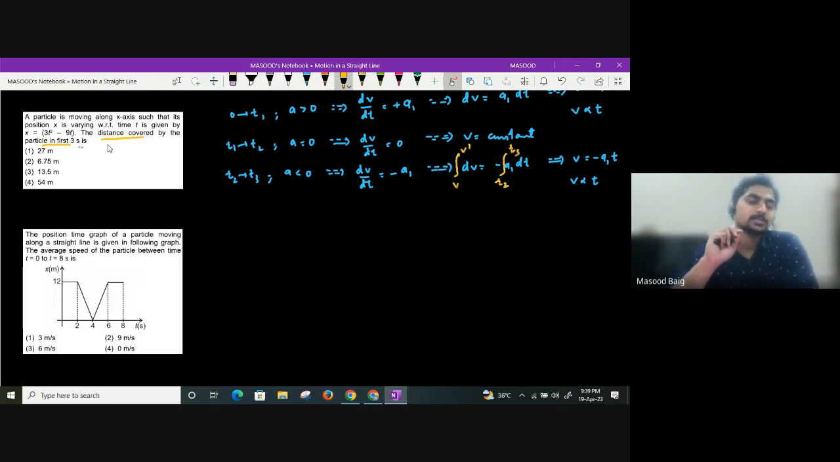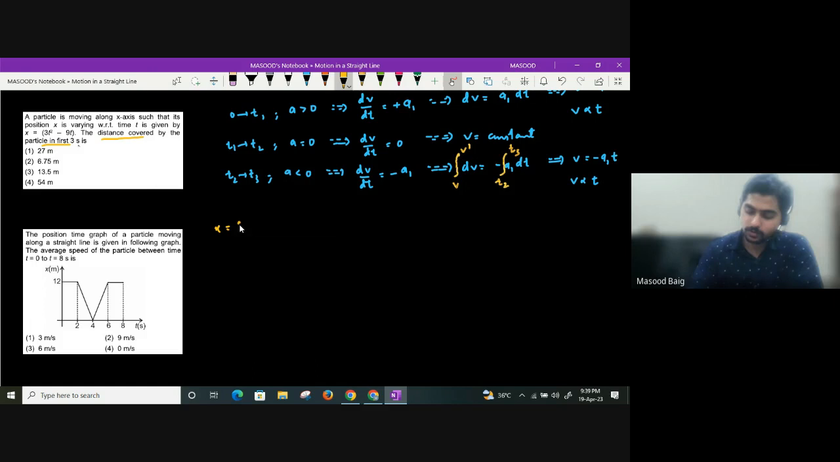So whenever they're asking you to find distance covered, if position versus time graph is given, what we are going to do, you will check whether velocity becomes 0 or not in those 3 seconds. So how will you check?